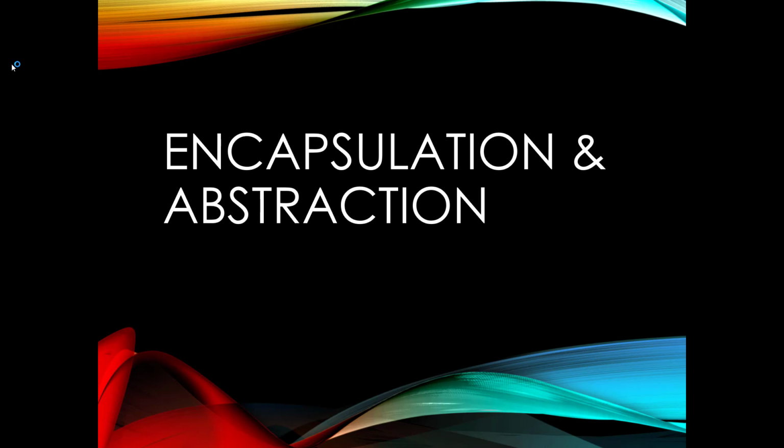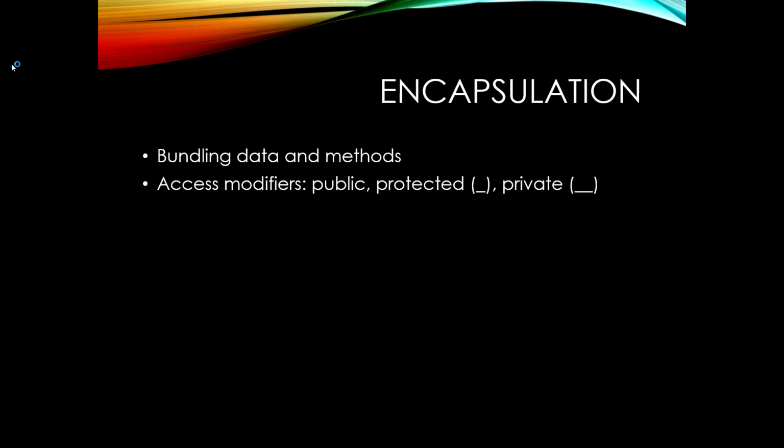Here we are going to explore two major OOP principles, encapsulation and abstraction. Let's start with encapsulation. It means bundling data and methods. Data means variables and methods means functions. Bundling data and methods that operate on the data into one unit, the class. This also involves restricting access to some parts of the object.